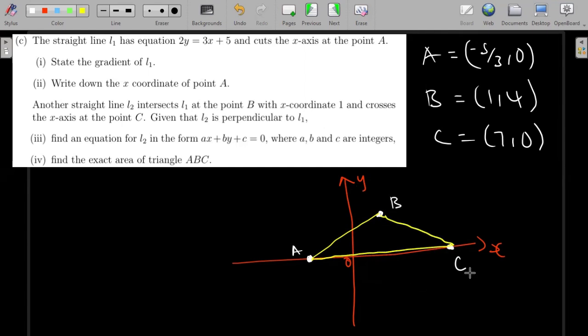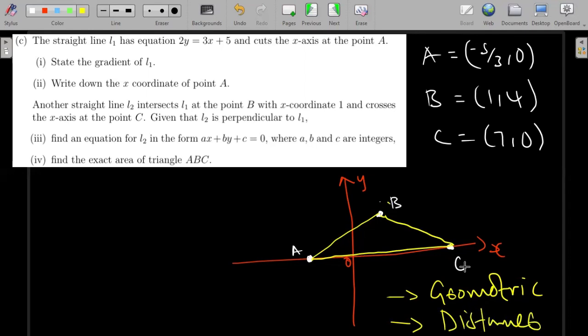So we want to find the area of this triangle. There are two methods. One is the geometric method, where you use a very simple formula to calculate the area. The other one is where you use the distance. You can find the distance of BC, distance of AB, and then you use the formula half base times height for the right angled triangle. Since they said L2 is perpendicular to L1, it should form a right angled triangle here. But if you don't want to use that, use the geometric method, which is very simple. It's the one that I'm going to use here.